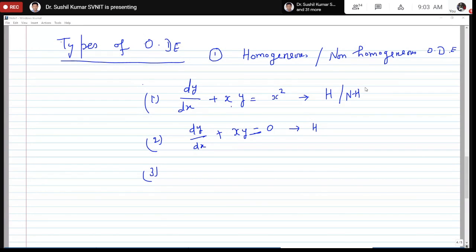Speak. Is the first equation homogeneous or non-homogeneous? Sir, this is homogeneous, the second. The first equation, no, the first equation is non-homogeneous. Why is it non-homogeneous? Sir, because it is equal to x square on the RHS. If I write this equation in this form, dy over dx plus xy minus x square equal to 0, now it is homogeneous.